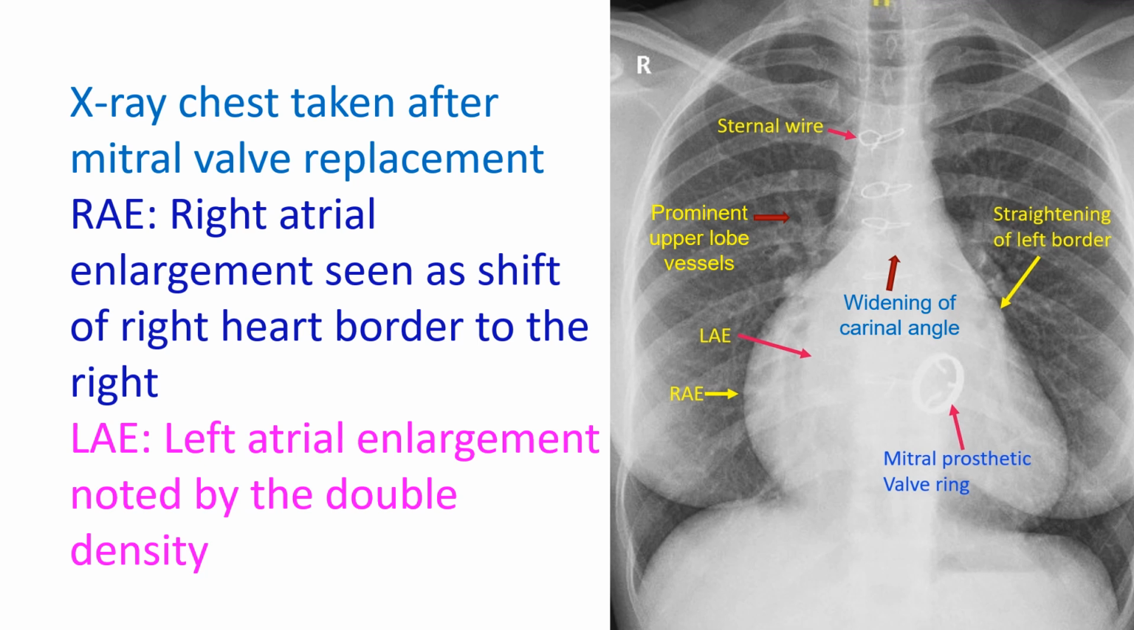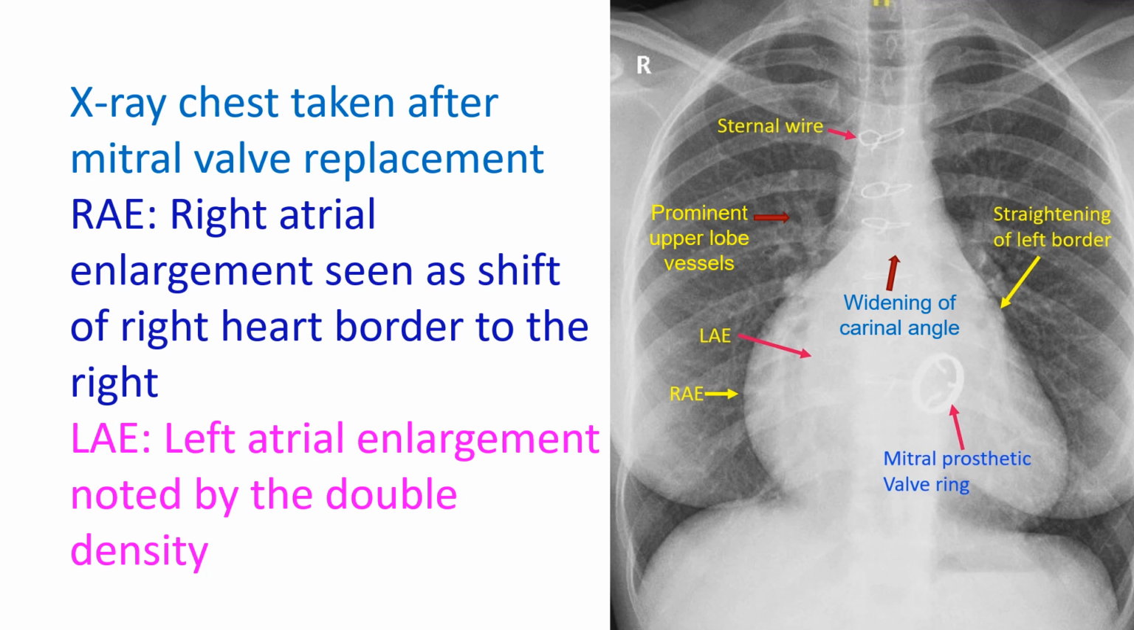These findings were probably present prior to mitral valve replacement. Mitral valve prosthetic ring and struts are seen near the left border of spine. Tilting disc of this prosthesis is not radio-opaque. Straightening of left heart border due to left atrial enlargement and post-operative sternal fixation wires are the other findings.